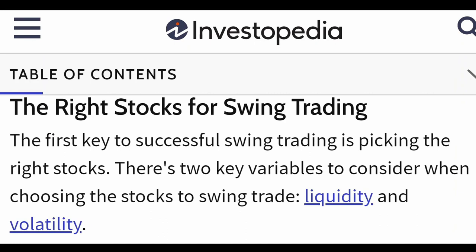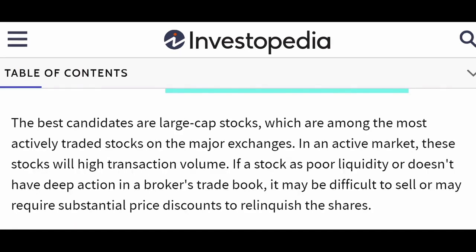So then we need to pick the right stocks for swing trading. So the first key to successful swing trading is picking the right stocks. There are two key variables to consider when choosing the stocks to swing trade: liquidity, which means how much volume of buys and sells you have, and volatility. So the best candidates are large cap stocks, which are among the most actively traded stocks on the major exchanges. In an active market, these stocks have high transaction volume. If a stock has poor liquidity or doesn't have deep action in the broker's trade book, it may be difficult to sell or may require substantial price discounts to relinquish the shares.